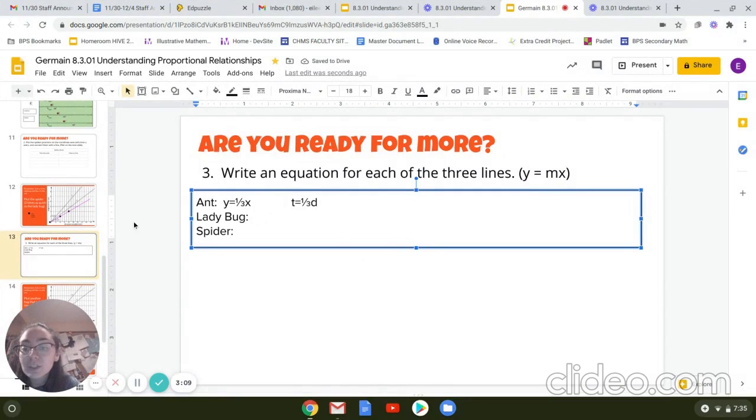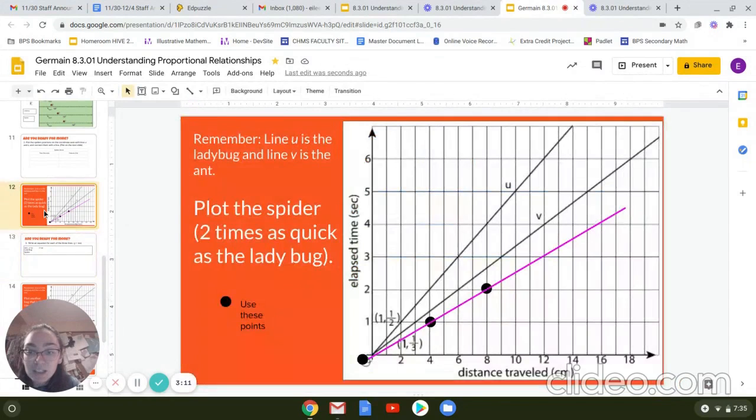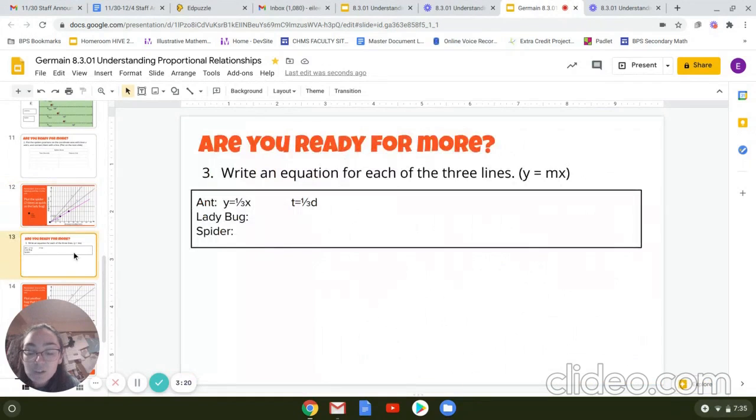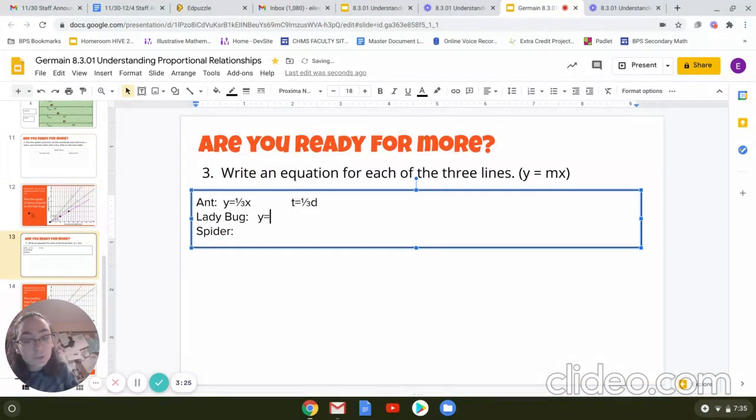Okay, so then if we're looking at the ladybug now, and we go back, the ladybug, if we remember, is this line u. For every 1 that we rise, we run over 2. So that would have a slope with a rise of 1. So we could say y is equal to a rise of 1 for a run of 2, 1/2 x, or if we want to use those variables that better represent the story we're talking about, we could say t is equal to 1/2 x.